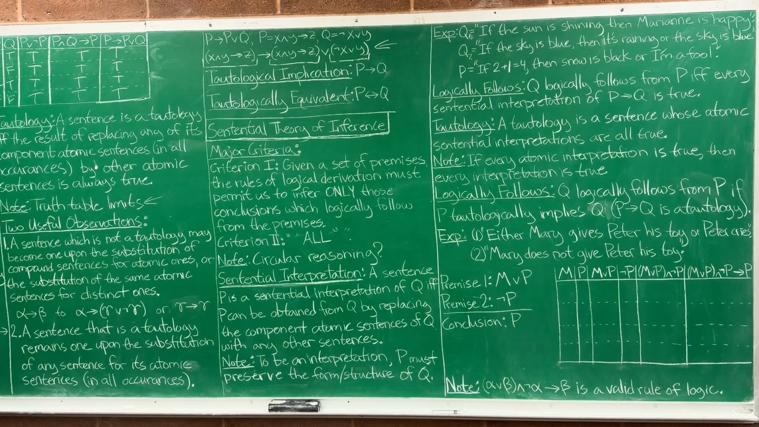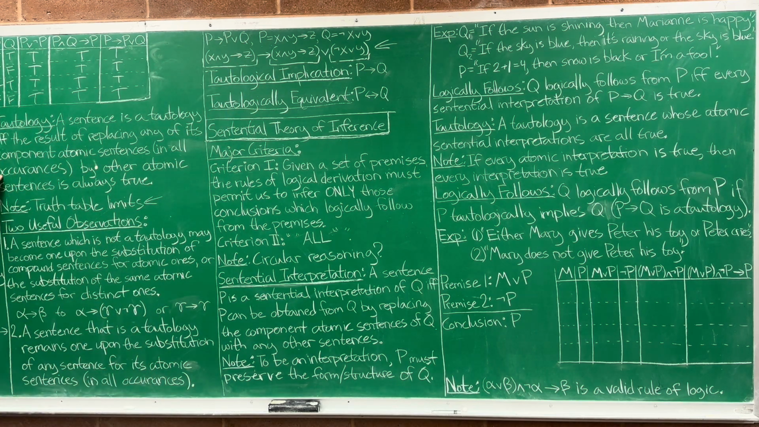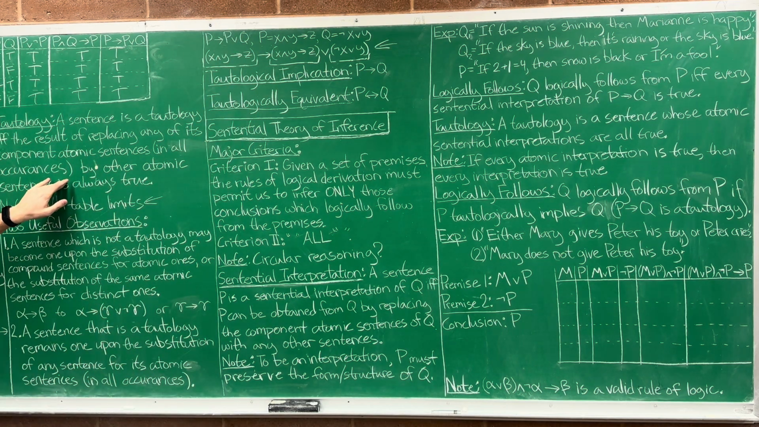That was the observation. So now let's read our definition of a tautology one more time, now that we've had that example, and hopefully it all clicks. A sentence is a tautology if and only if the result of replacing any of its component atomic sentences, P or Q in that case, in all occurrences, meaning I can't replace P with one thing and this P with another thing, otherwise I might destroy the tautology, by other atomic sentences is always true. Good?